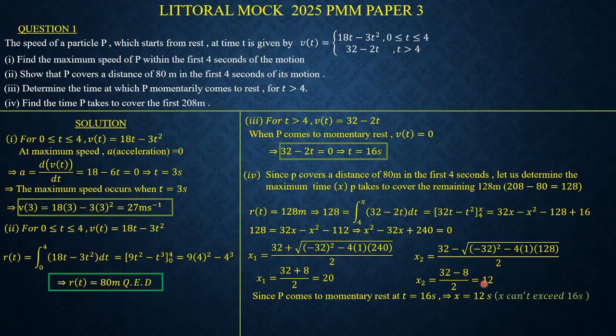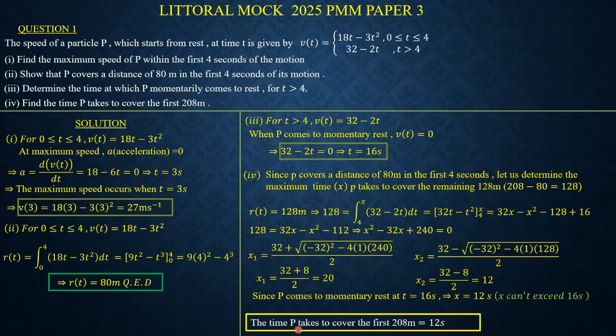It could have been 16, and if that were the case, we would take 16. But this 12 corresponds to that time because it is less than 16. This 20 cannot be taken because it is not valid. We know that particle P comes to momentary rest when t equals 16 seconds, from the Roman 3 which we obtained. So we can conclude that the x which we are going to consider is 12 seconds, because x can't exceed 16 seconds, as I was explaining.